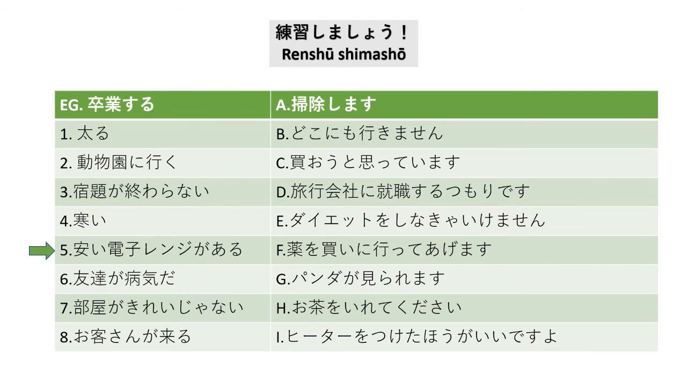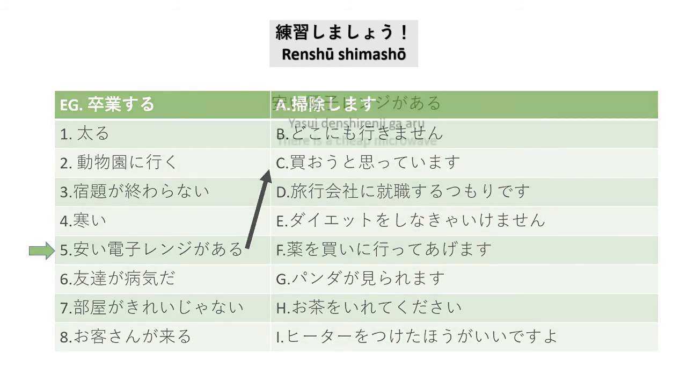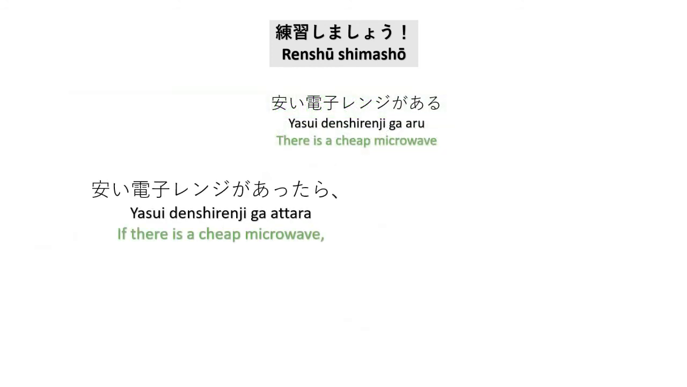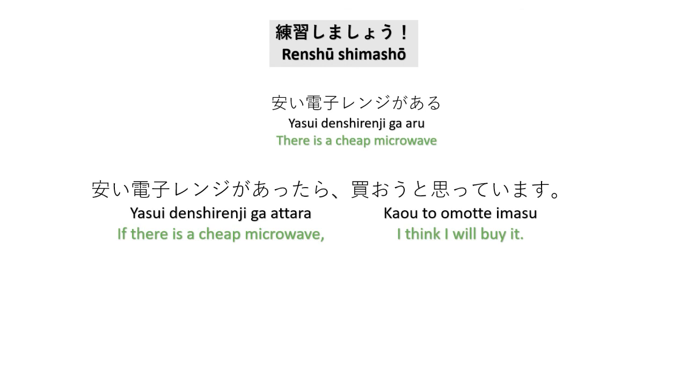Next, we have yasui denshi renji ga aru. So if there is a cheap microwave, that is kao to omotte imasu. Yasui denshi renji ga aru. So say yasui denshi renji ga attara, kao to omotte imasu. If there is a cheap microwave, I think I will buy it.